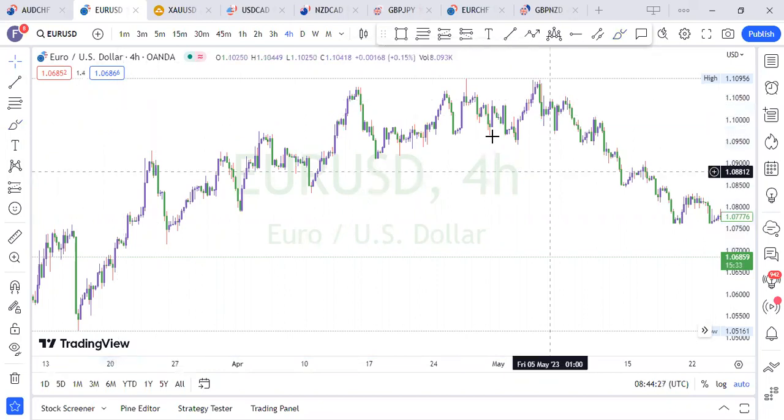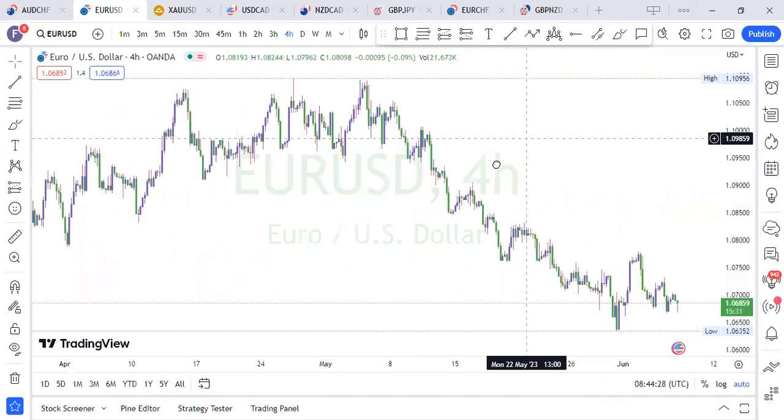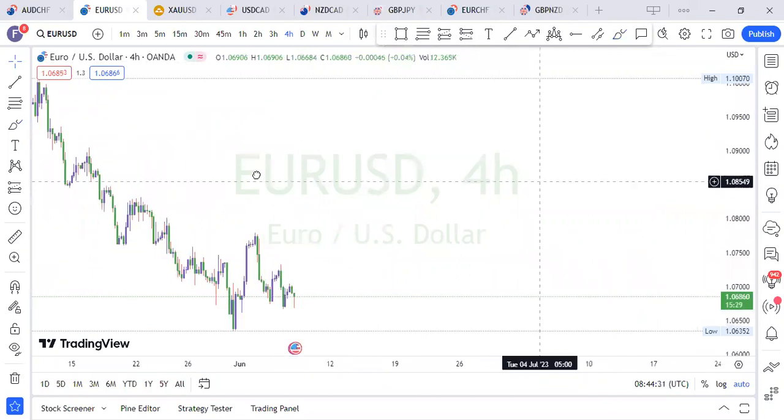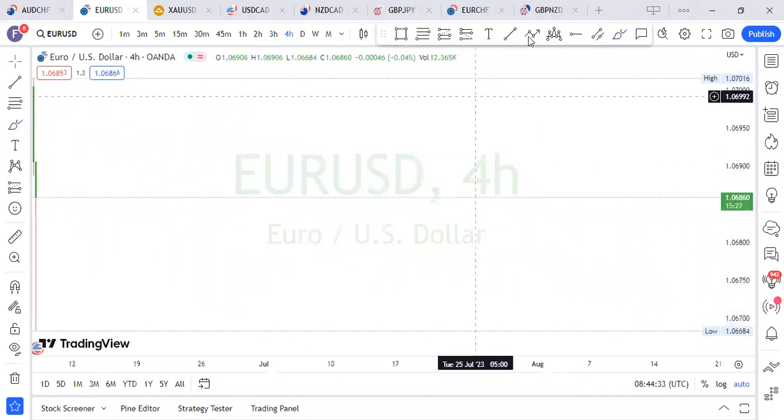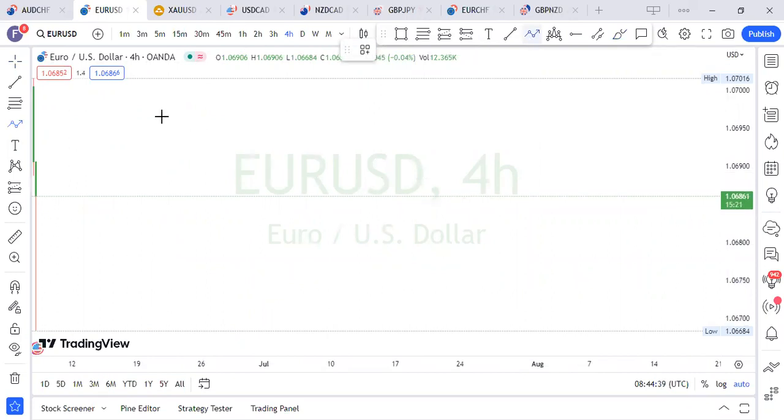Okay, now let's talk about bearish market. Now we know that an uptrend consists of higher highs and higher lows. So a downtrend consists of lower highs and lower lows. And please write down for uptrend. Write this down. Uptrend.